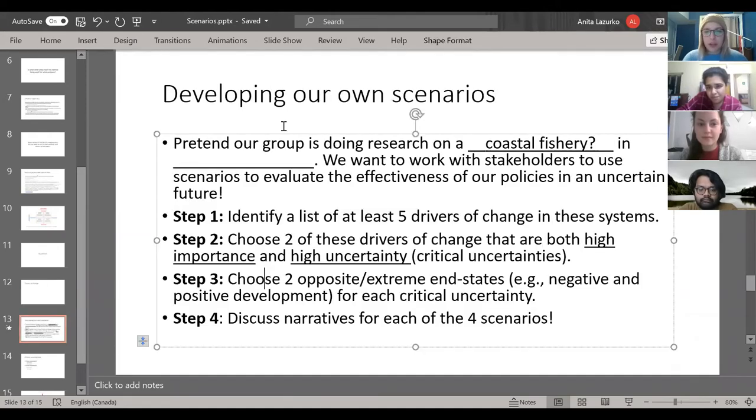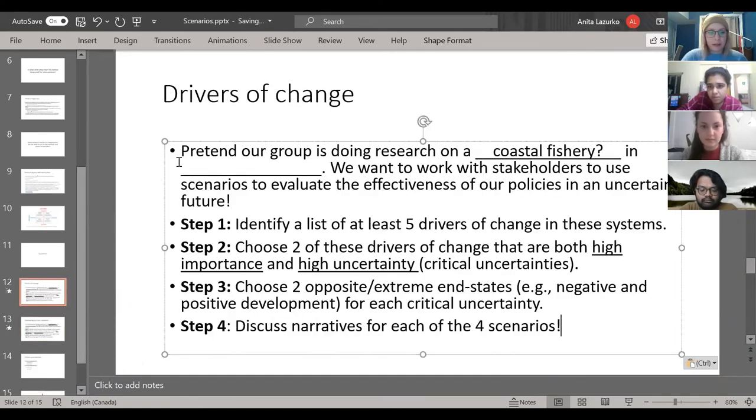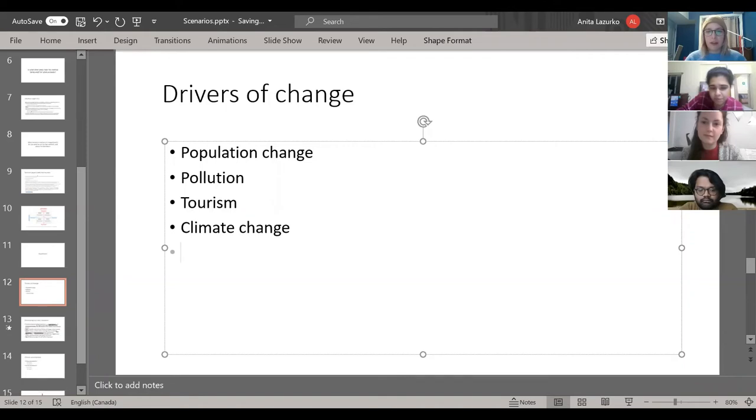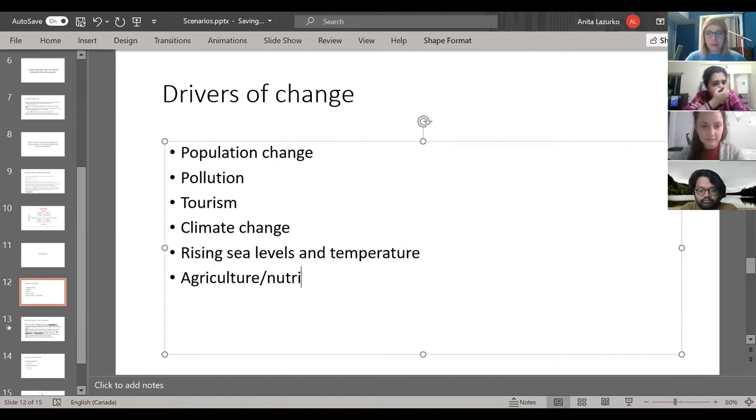All right, we have population change as a driver. Pollution. Also increasing tourism, definitely. I'll just put tourism for now. Climate change. Yeah, we have that twice for sure. Amazing, yeah, definitely. Any global trends or broad sweeping global changes that might impact coastal fisheries? Rising sea levels and or temperature, I would say. I'm just going to throw it in there. We have also agriculture and nutrient loading. Microplastics too. Combo, lots of stuff, yeah.